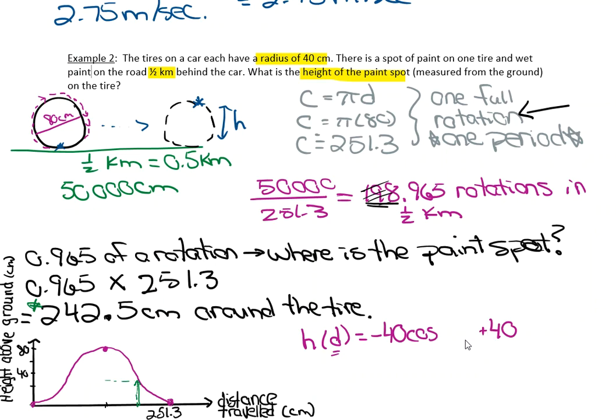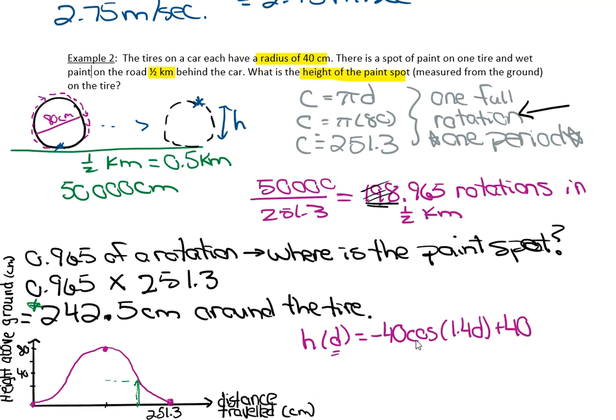Now I need the K value. The K value is equal to 360, because our parent cosine wave has a period of 360. We're going to divide that by our circumference. Remember, that's our rotation, that's our cycle, that's our period, 251.3. That gives us approximately 1.4. So 1.4 D. All right, so let me erase this K value. Now I have an equation. Now I can sub my value into the equation here.